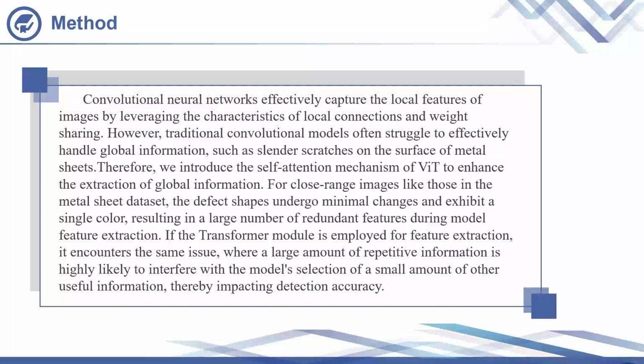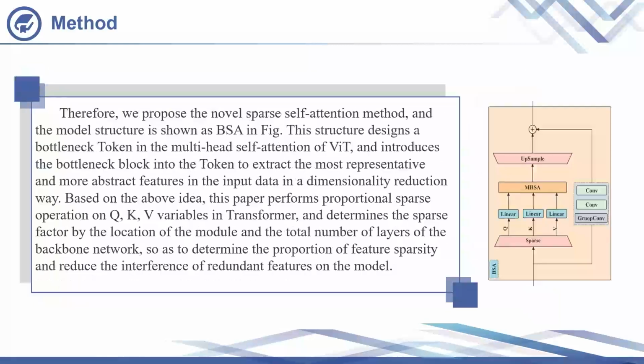If the transformer module is employed for feature extraction, it encounters the same issue, where a large amount of repetitive information is highly likely to interfere with the model's selection of a small amount of other useful information, thereby impacting detection accuracy. Therefore, we propose the novel sparse self-attention method, and the model structure is shown as BSA in Fig. This structure designs a bottleneck token in the multi-head self-attention of VIT, and introduces the bottleneck block into the token to extract the most representative and more abstract features in the input data in a dimensionality reduction way.